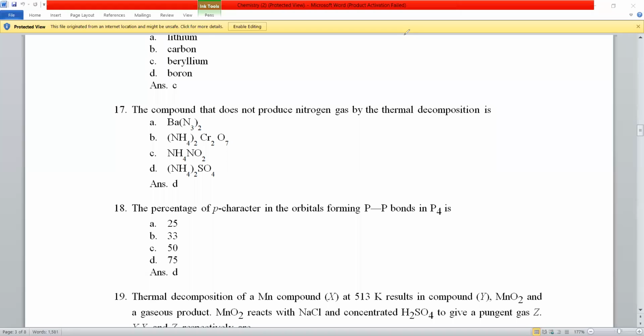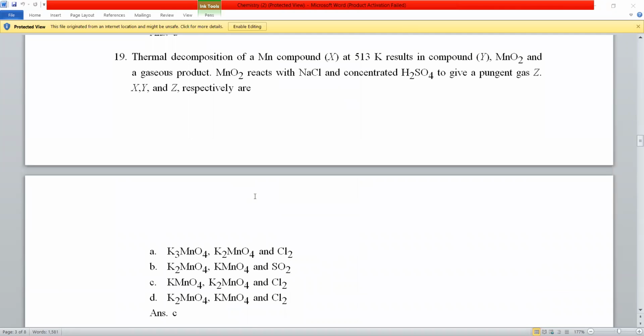Next, question number 19, students. We have to analyze this in inorganic chemistry. The thermal decomposition of a manganese compound X at 513 Kelvin results in compound Y, MnO2, and a gaseous compound. In the products, compound Y as well as MnO2 are produced, and O2 is also released as a gaseous product.